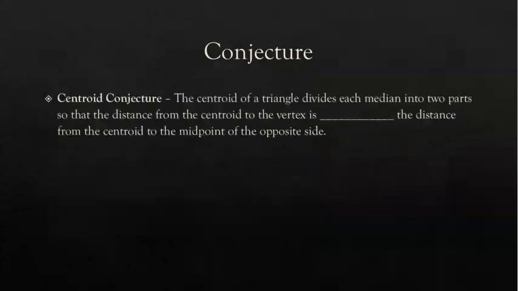Our centroid conjecture is the centroid of a triangle divides each median into two parts, so that the distance from the centroid to the vertex is twice as long as the distance from the centroid to the midpoint of the opposite side. So from the centroid to the midpoint is always the shorter segment. To the vertex is the longer one. And that longer segment from the centroid to the vertex is twice as long as the distance from the centroid to the midpoint.